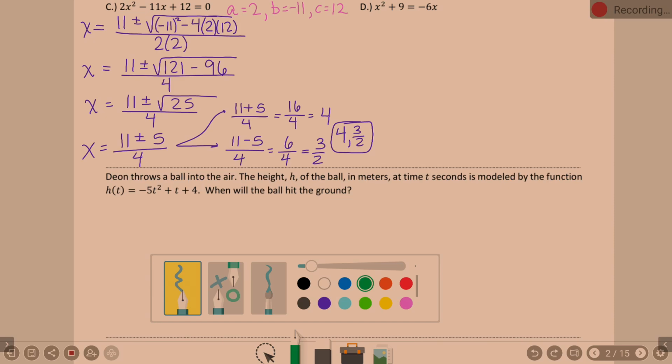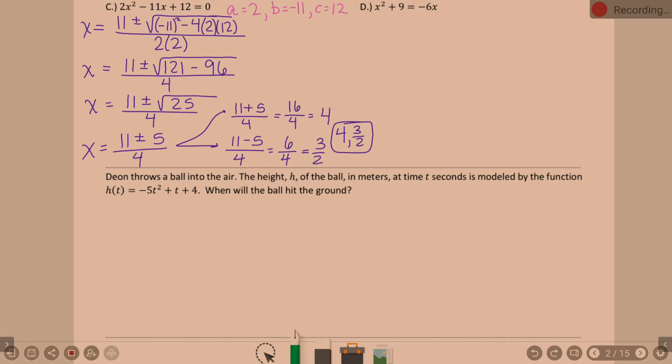Okay. How many solutions do I have? 1, 2. 2. This is the most obvious one yet, right? Yeah. Real or non-real? Real. Rational or irrational? Rational. We just made fractions of these, didn't we? There's no square roots left. So we have 2 real rational solutions.